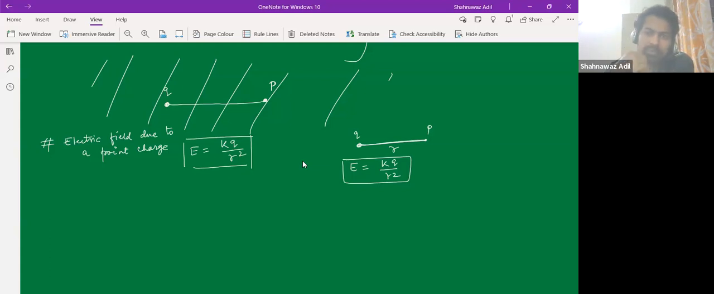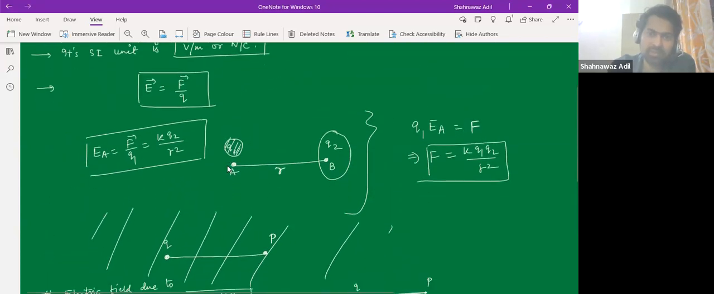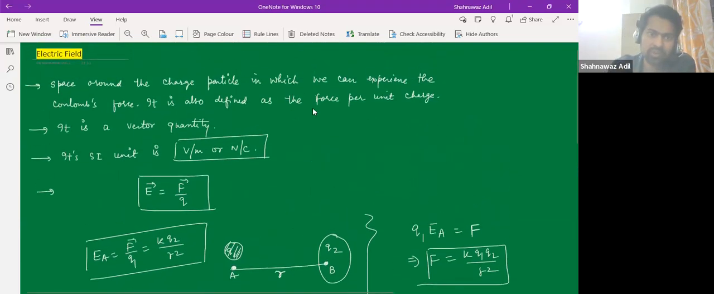Sir, just scroll up. I have to see the diagram. Which diagram? This one. More up, sir. Yes, sir. You can scroll down.